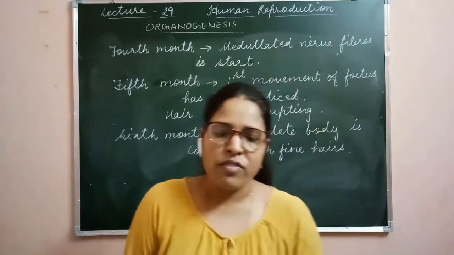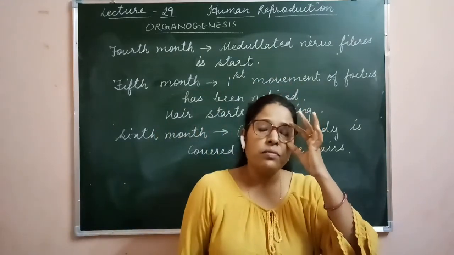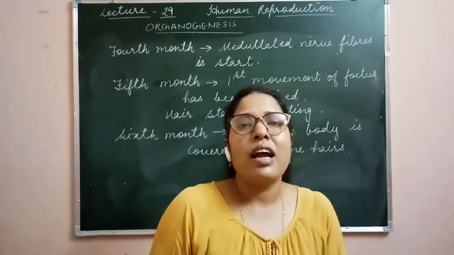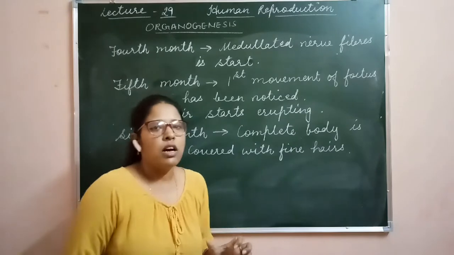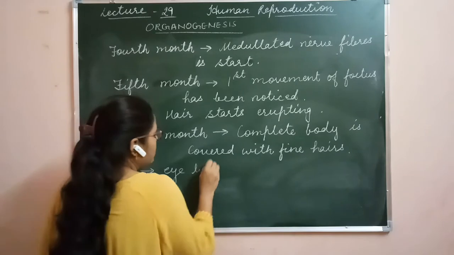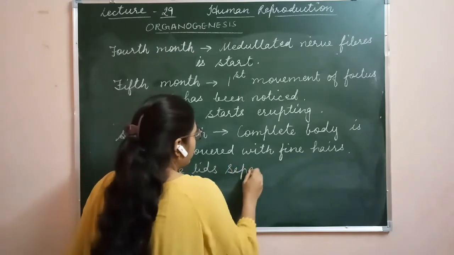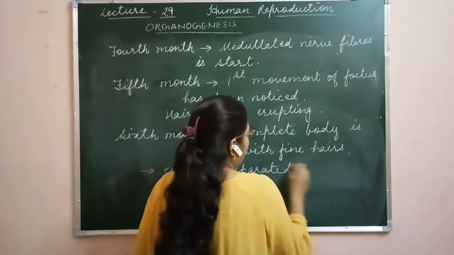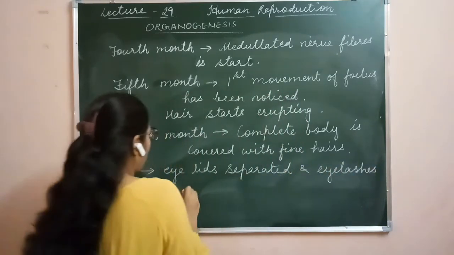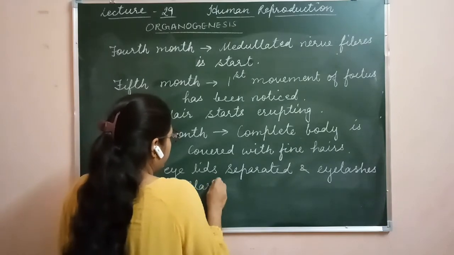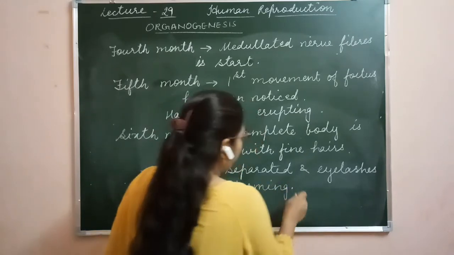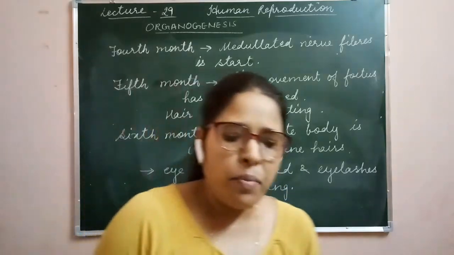It means at the end of the second trimester, the complete body is covered with fine hairs, the eyelids get separated and eyelashes start forming. Next change, the eyelids separate and eyelashes start forming. Clear? So eyelashes are formed at the end of the second trimester of pregnancy.